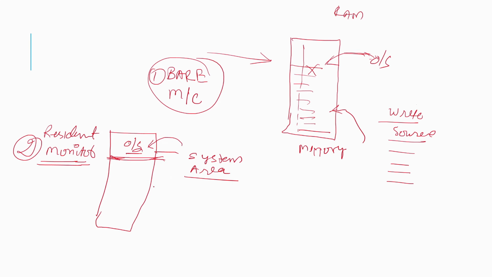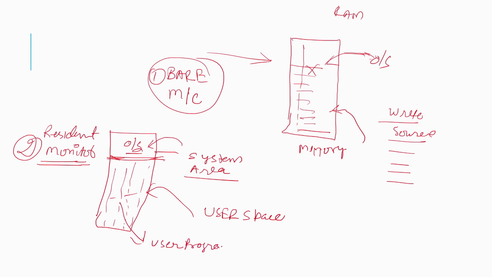This area we call the system area, where system programs reside, and the left over area is called the user space. In this region the user programs reside and run. So in this way, this automation was done.